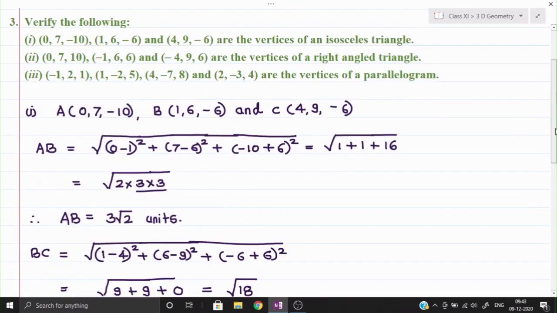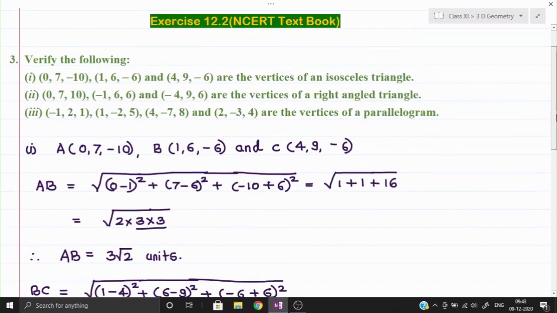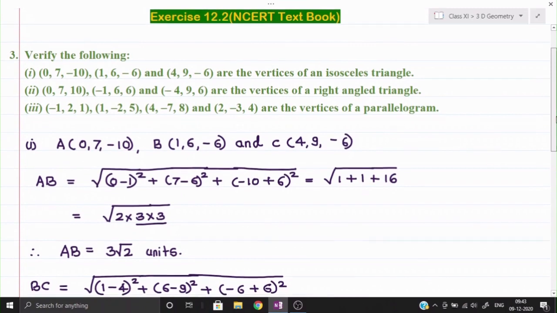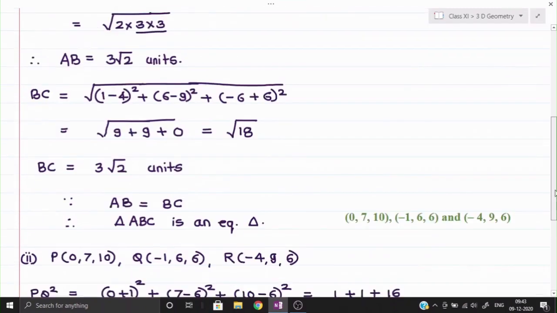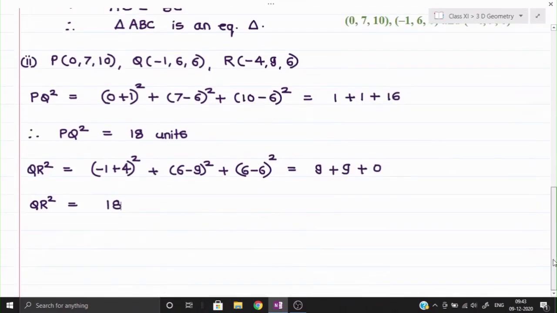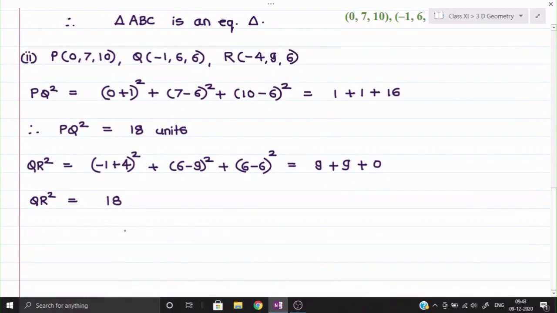Both are coming the same only. The vertices of part number 1 and 2 are the same: 0, 7, 10, -1. Only the signs are a little bit different, the vertices are the same only. So the QR square is coming 18 units, right? Now we shall find out the value of PR square. Let us see the third and the last value.